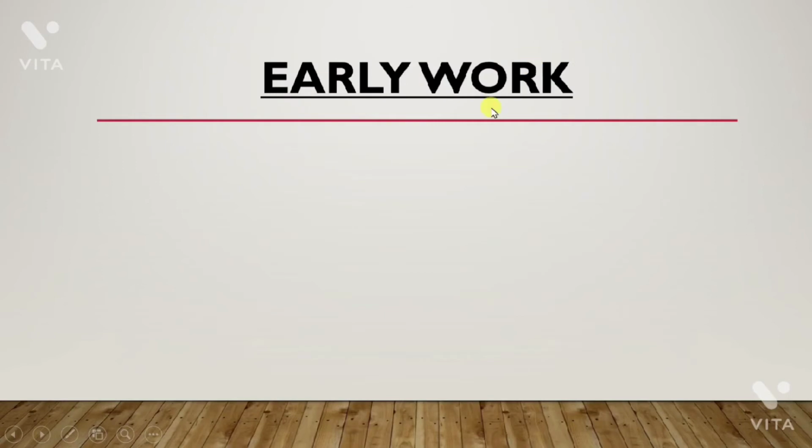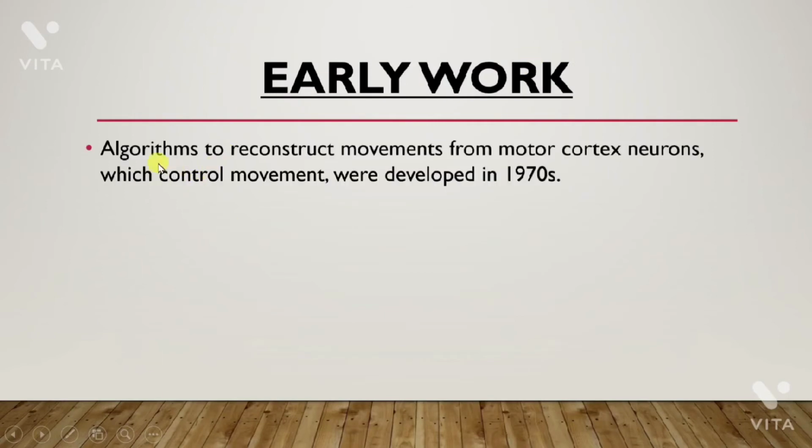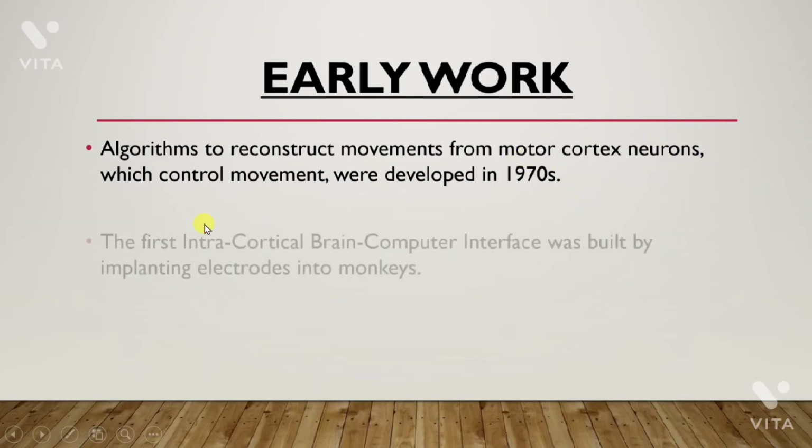So early work. Algorithms to reconstruct movements from motor cortex neurons which control movement were developed in 1970. So what happened in the 1970s is algorithms are constructed. Why these algorithms are constructed? That is, we get some signals from the motor cortex neuron. In order to decode these signals, the algorithms are constructed.